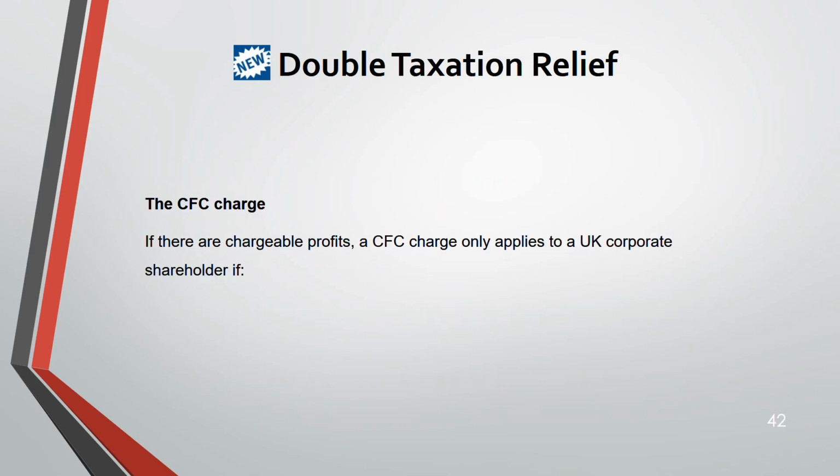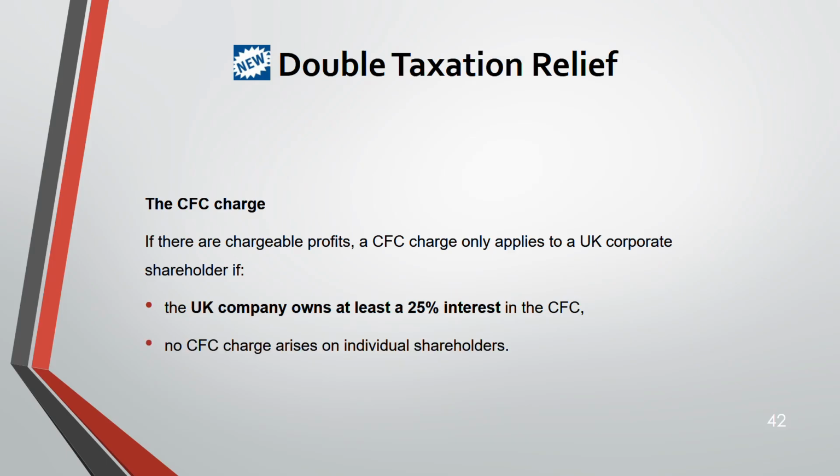Now, if there is chargeable profit, the CFC charge only applies to a UK corporate shareholder if... Remember, this is a very technical area. It has a lot of rules: CFC charge, CFC exemptions, what the 5 exemptions are, chargeable profit, all those. So the UK company owns at least, remember this percentage is very important, at least 25% interest in the CFC. That means 25% or more in the CFC. No CFC charge arises on individual shareholders, only on a UK corporate shareholder.